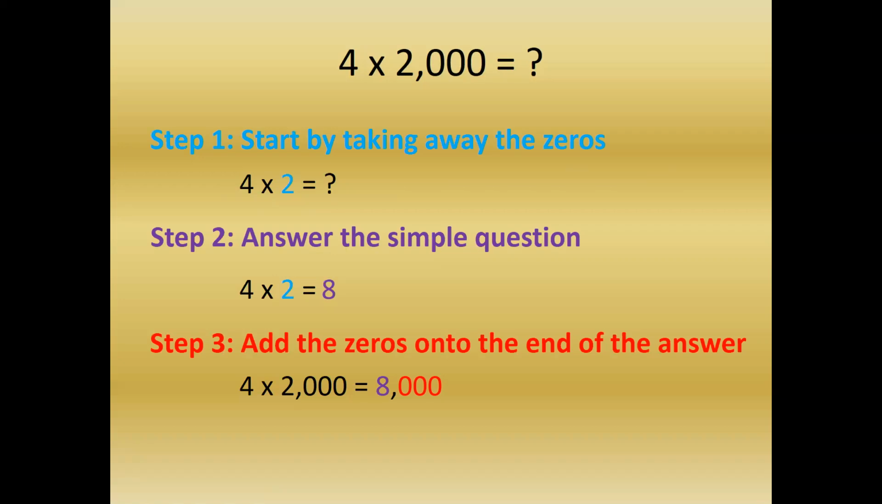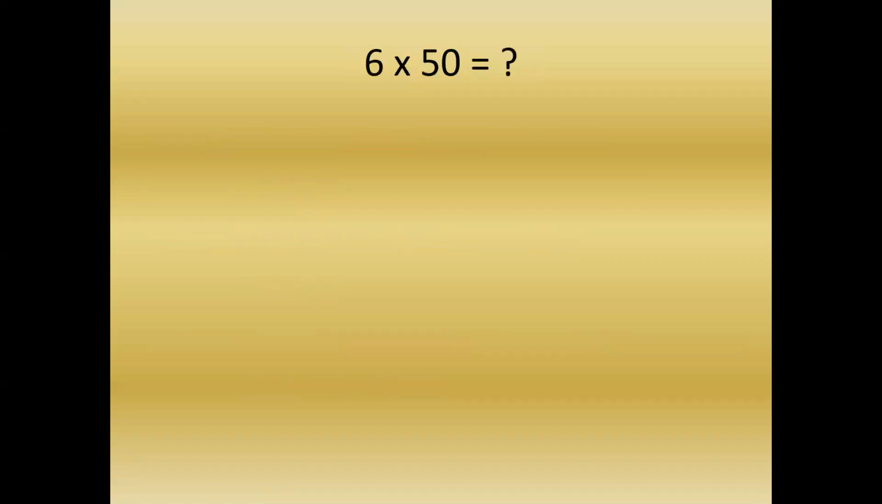Now let's try one more, getting on just a little bit harder. So we have 6 times 50. And that's not in our regular multiplication drills, so we're going to try to do this one in a simpler way. So we have step number 1, start by taking away the zeros. So how many zeros are there in the question? There's only 1, so we take that away. So we have 6 times 5 instead of 6 times 50.